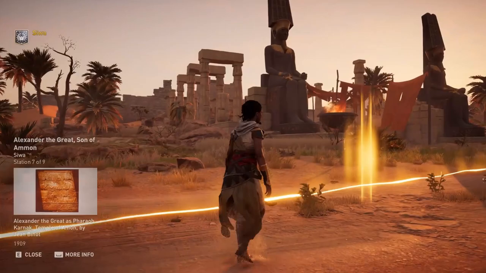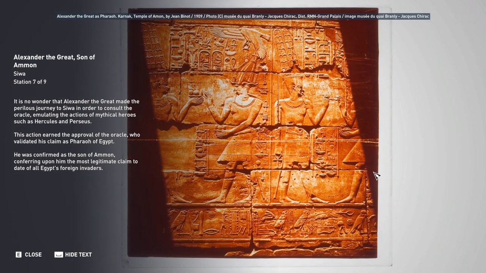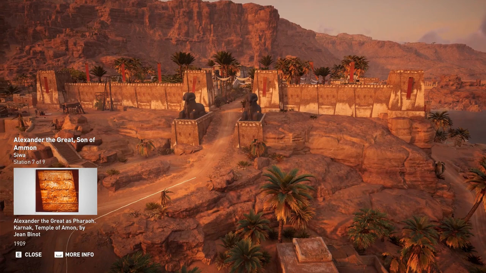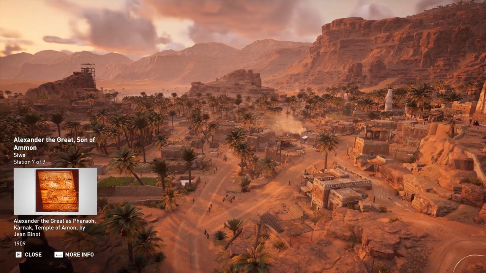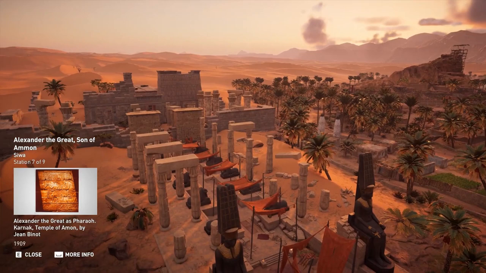It is no wonder that Alexander the Great made the perilous journey to Siwa in order to consult the oracle, emulating the actions of mythical heroes such as Hercules and Perseus. This action earned the approval of the oracle, who validated his claim as Pharaoh of Egypt. He was confirmed as the son of Amun, conferring upon him the most legitimate claim to date of all Egypt's foreign invaders.